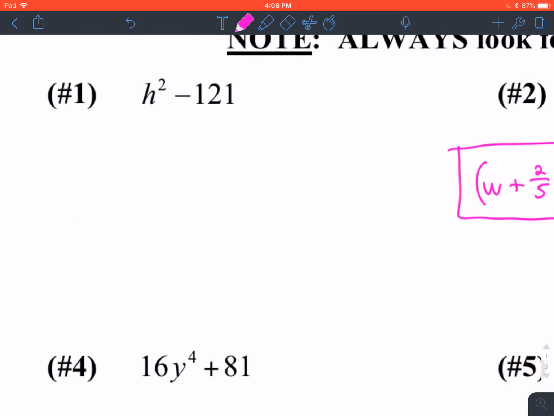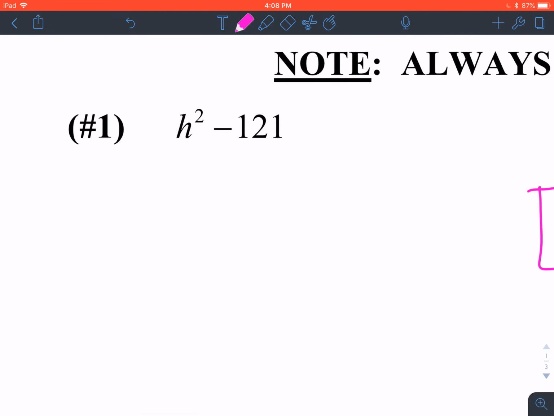All right, welcome back. So we have h squared minus 121. Is there, first of all, a GCF we can pull out of here? There is not. Do we have perfect squares for both terms? Is h squared a perfect square, and 121? Yep. And do we have a minus sign between them?